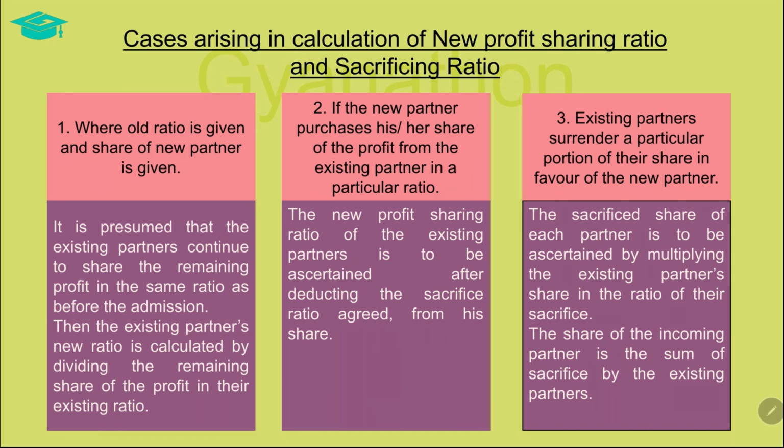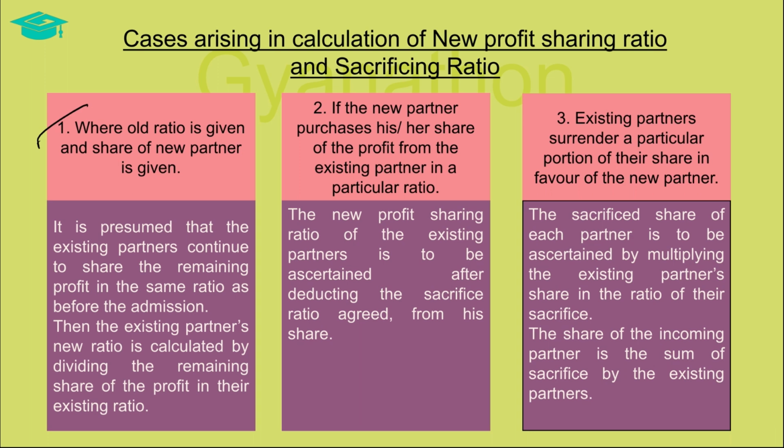After having discussed all the illustrations, we now know that there are various scenarios in which we need to calculate the new profit sharing ratio and the sacrificing ratio. Firstly, where the old ratio of the existing partners and the share of new partner is given. Here it is assumed that the existing partners continue to share the future profits in the same ratio as before. Their new ratio is calculated by dividing the remaining share after whatever is given to the new partner among the existing partners in their old ratio.